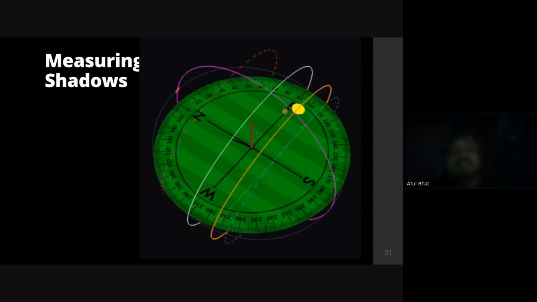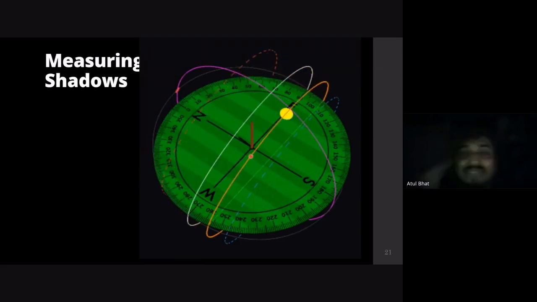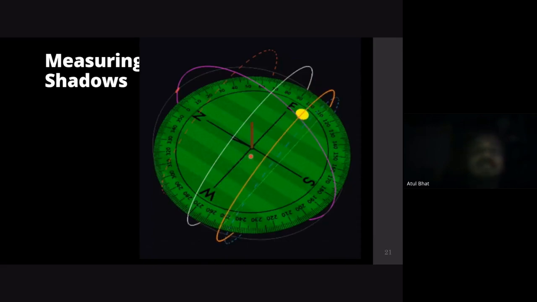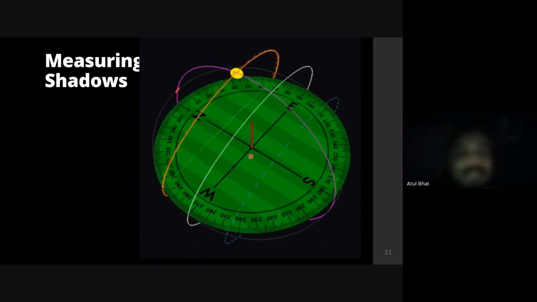With this, I would like you to look at the shadow, the way it's formed. You'll realize that when the sun is mostly in the south, the shadows are longer compared to when the sun is shining from the north. So you can measure the shadow at noon throughout the year and make so many different observations.